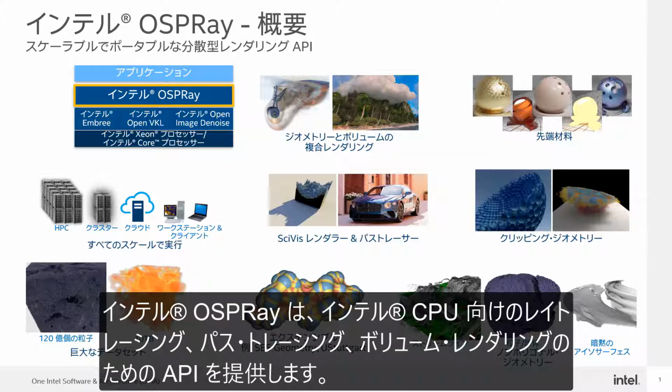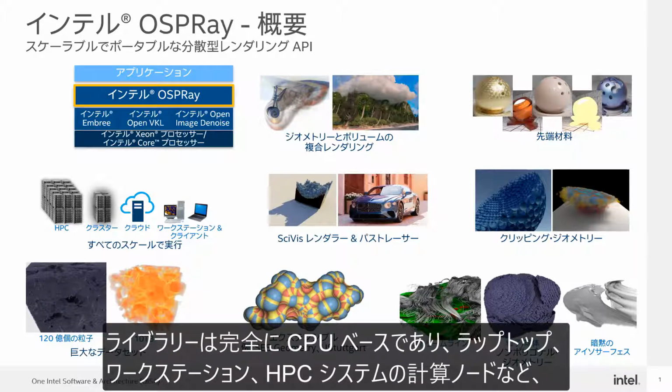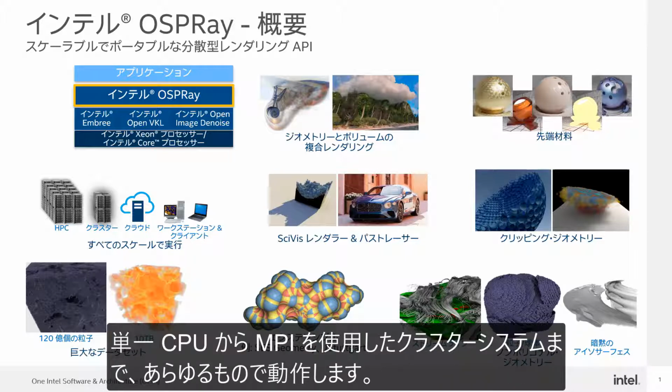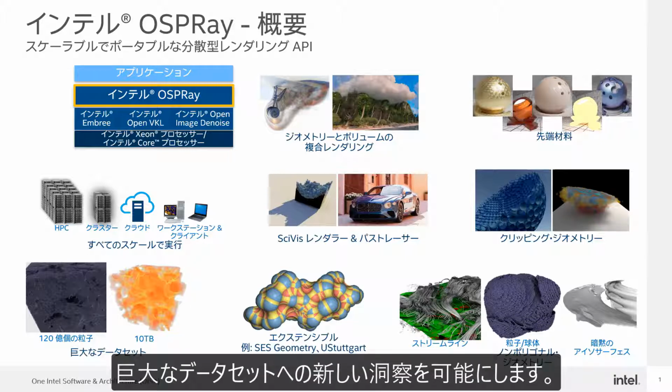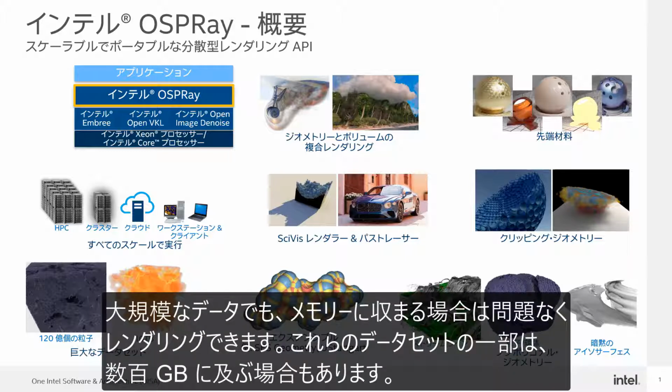OSPRay provides an easy-to-use API for ray tracing, path tracing, and volume rendering for Intel CPUs. This library is completely CPU-based and runs from anything from laptops to workstations to compute nodes in HPC systems. So if there's a single CPU or if it's a cluster with MPI, Intel OSPRay can run, and it can also enable advanced shading effects, so shadows and transparencies can be rendered interactively, which enables new insights into huge data sets. Large scale data is not a problem.